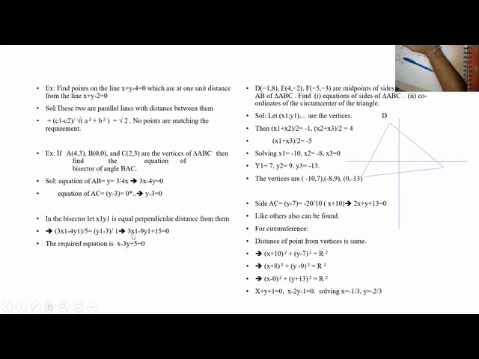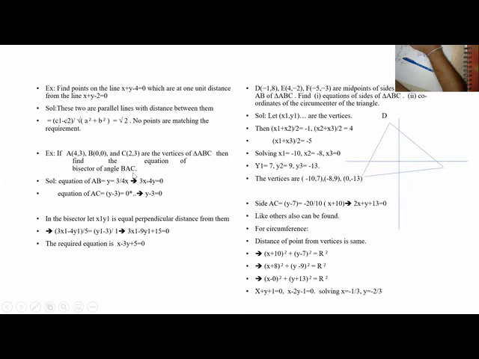The difference between an angular bisector and a perpendicular bisector is that on a perpendicular bisector the points are equidistant from two points, but on an angular bisector everywhere the perpendicular distances are equal. So I have to draw a perpendicular distance from a point (x1, y1) to both lines. So how I proceeded? I found the equation for this.